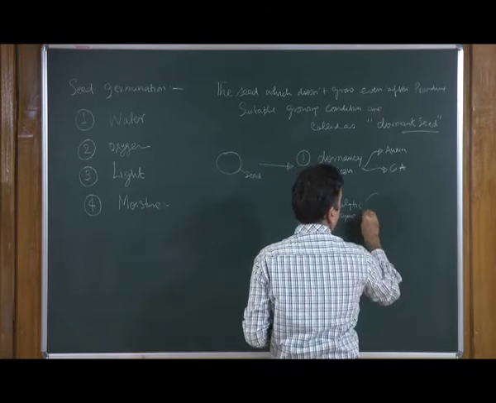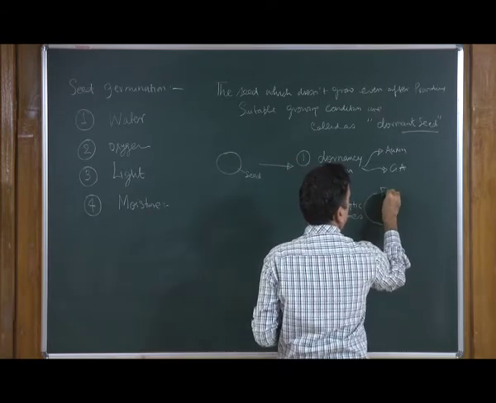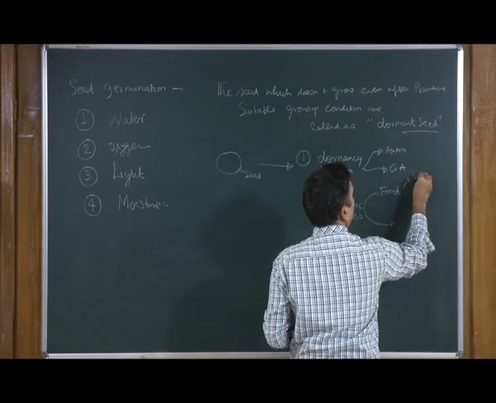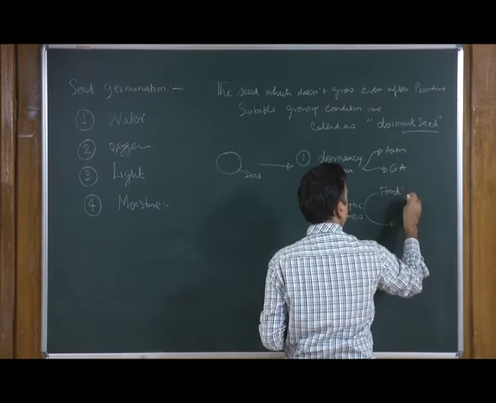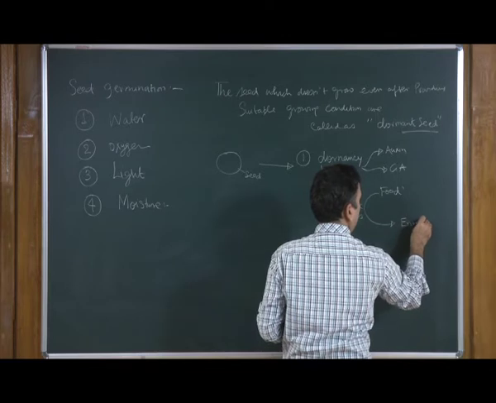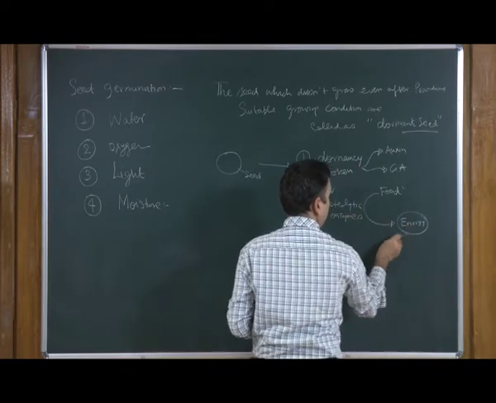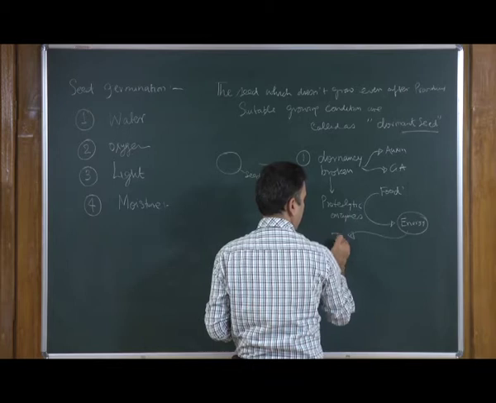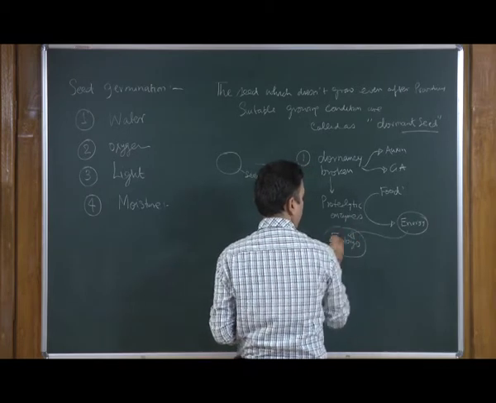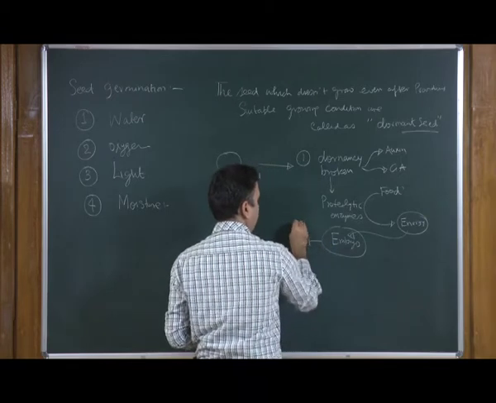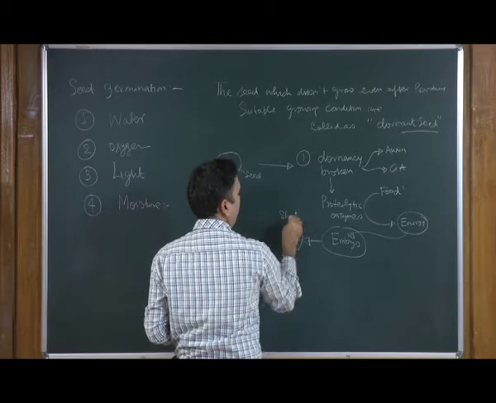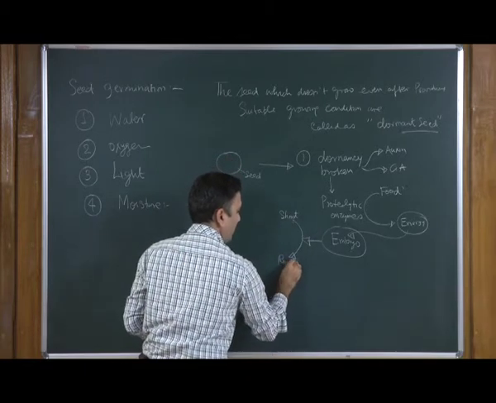What will this proteolytic enzyme do? It will convert the food material stored within the seed into energy, and this energy will be used by the embryo. As a result, the embryo will develop the shoot on the top side and the root on the bottom side.